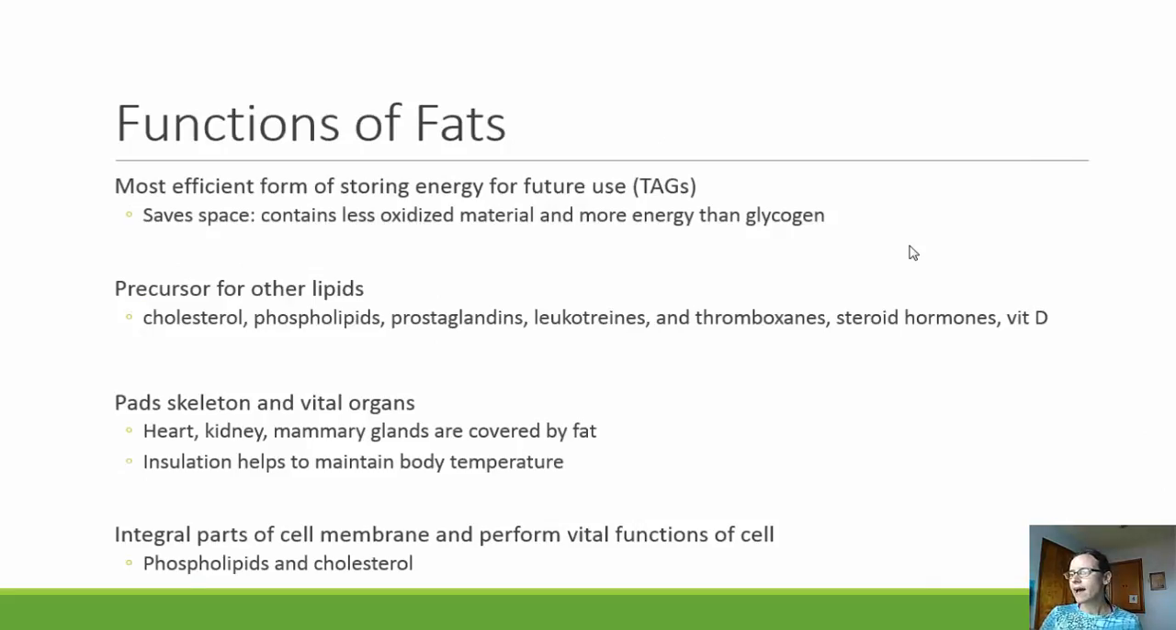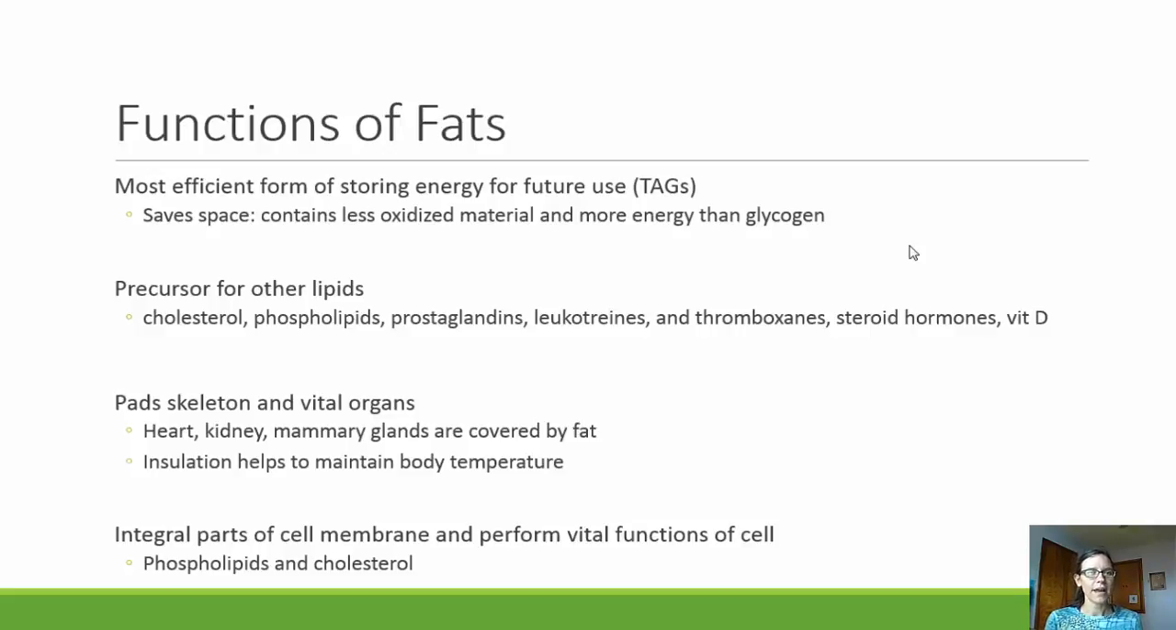Okay, so fats have a lot of functions. The first is that they are so efficient at storing energy. Part of the reason is what we just talked about before, that you can get more energy per gram of the macromolecule. And this saves space basically in your body. So we have less oxidized material and more energy compared to glycogen, which we've talked about in the past.